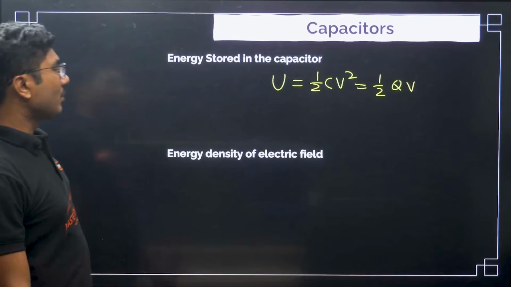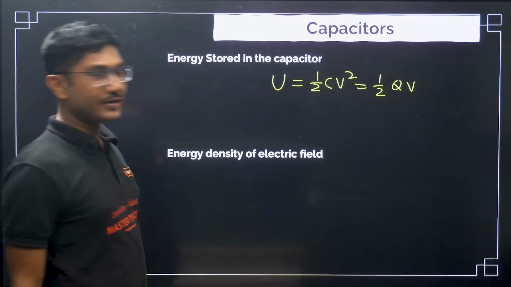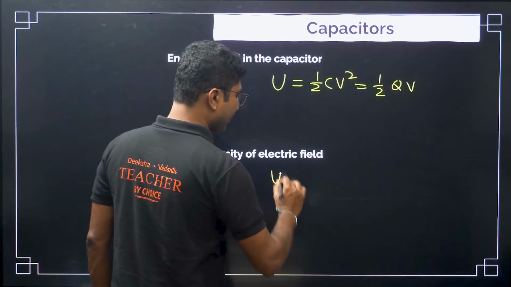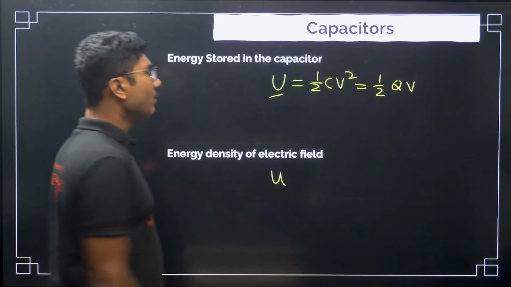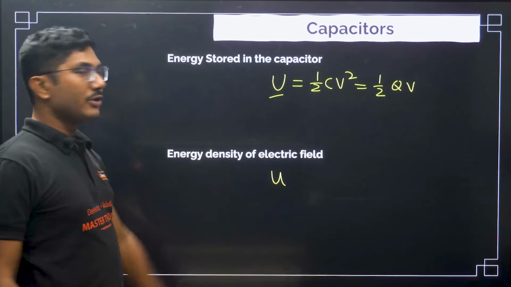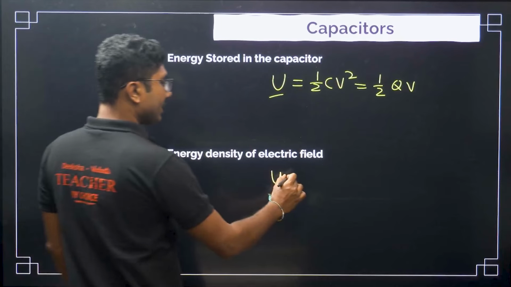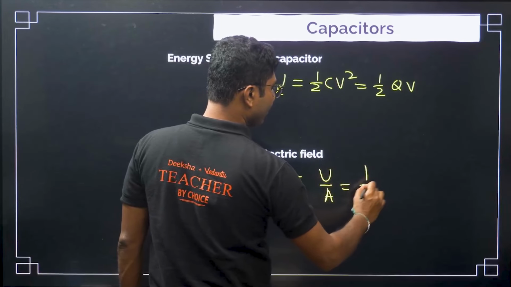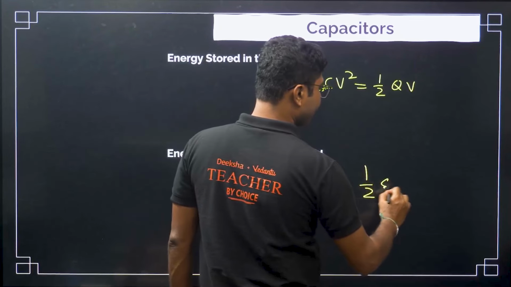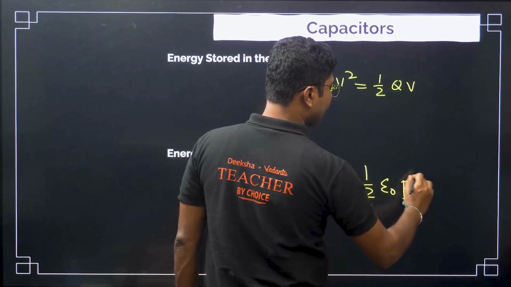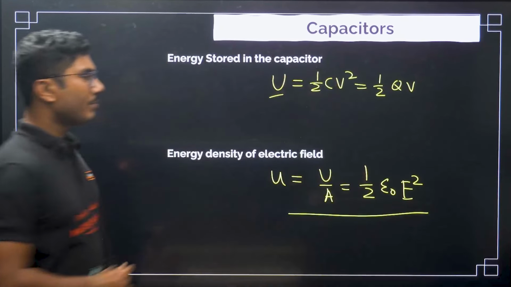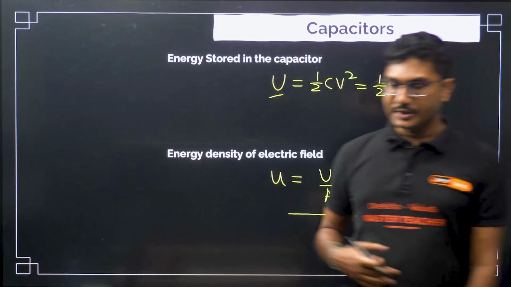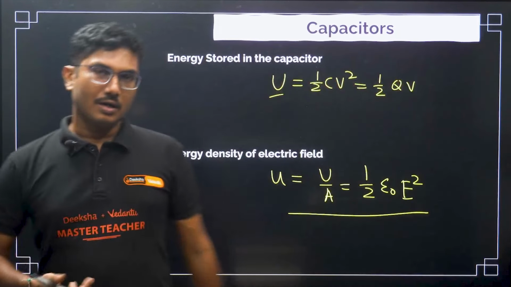Another formula is the energy density of the electric field, that is the energy density of a capacitor, which is given by small u. Capital U is the total energy. Small u is the energy density, which is nothing but U by volume, which can be shown to be half epsilon naught E square. The derivation is not important, but the formula is. So u equals half epsilon naught E square is the energy density of a capacitor.